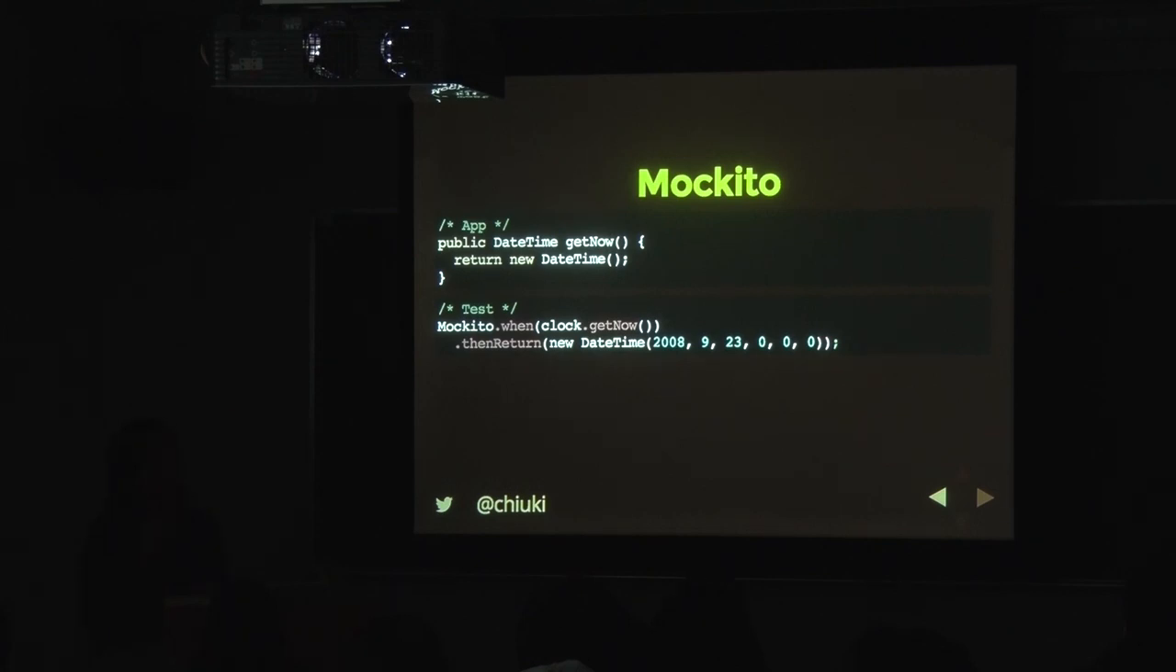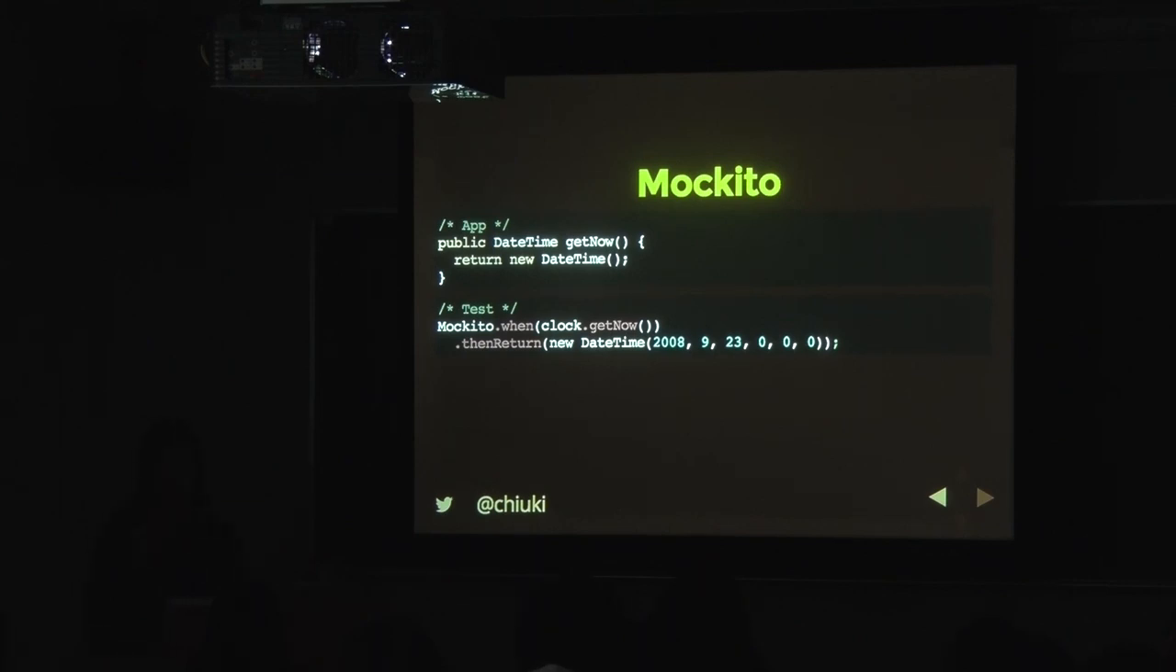After all that work, we can finally actually write some test. In the app, we are going to be using this function called getNow in the clock class. And normally what it does is it will create a new DateTime object, which is a JodaTime function that will tell you the current time and current date. And the problem with that is that if you're doing that in your test, then every time you run your test, the time is going to change and you cannot verify the behavior.